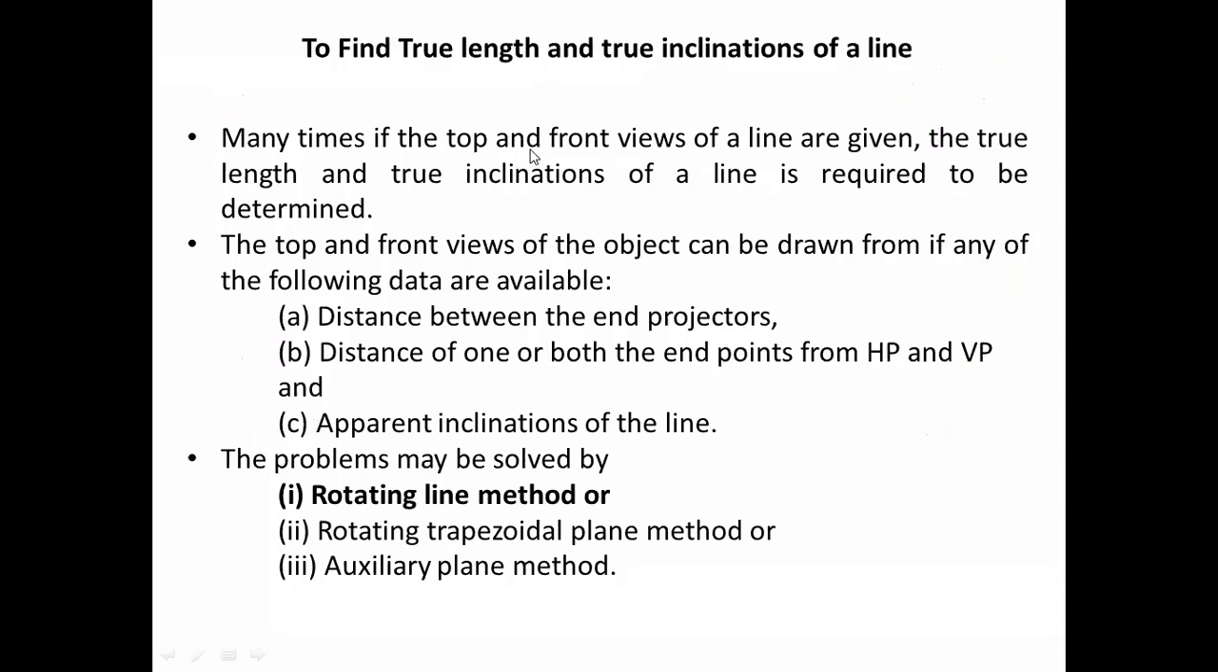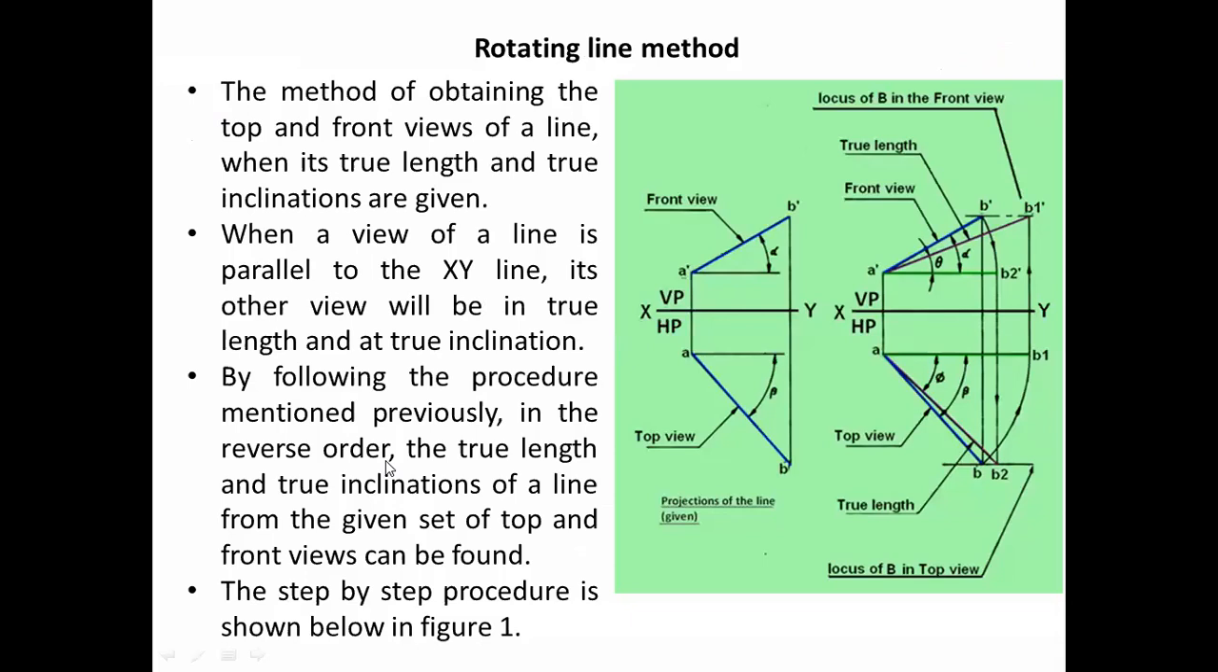So we have different methods to solve this problem. What are they? The rotating line method, the rotating trapezoidal plane method, and the auxiliary plane method. But right now we will focus on the rotating line method only, for the time being. We have already done this while explaining the previous sum. Things were given and half of the box was to be filled, so we did rotating line. We made it parallel. First of all, you make it parallel to this line, you draw the projection, and you take it upwards.